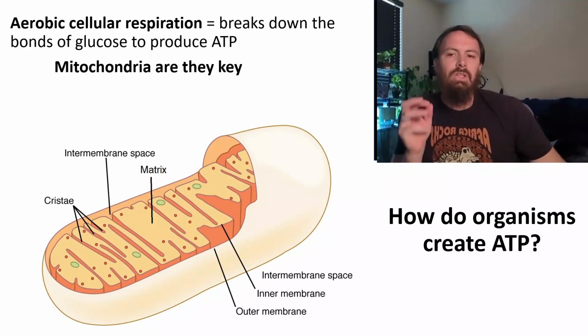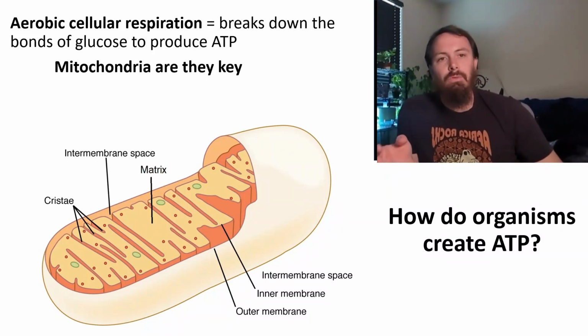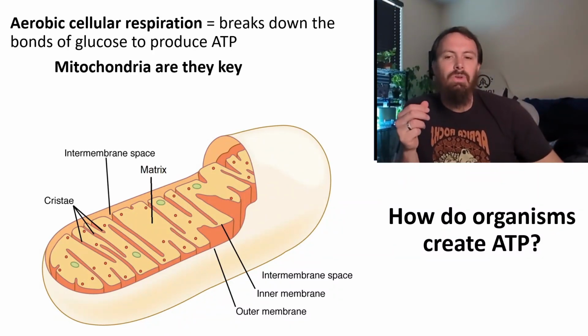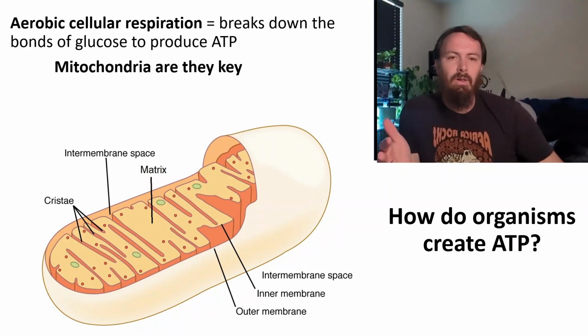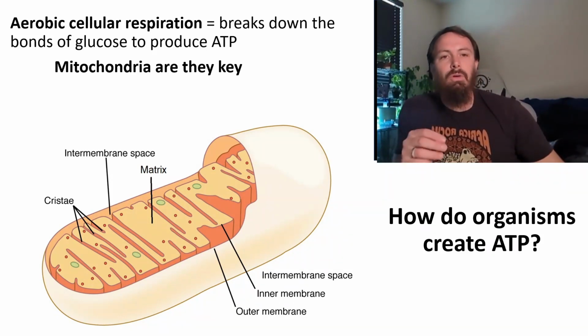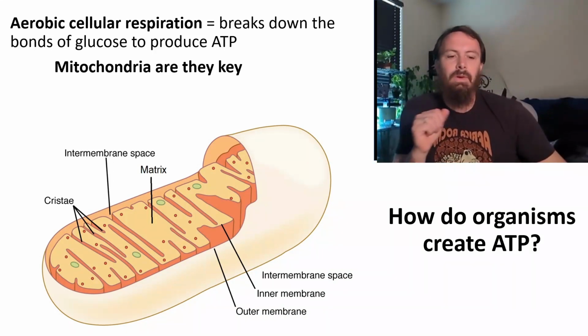Now, for cellular respiration, the mitochondria are really the key to that. Mitochondria, you probably heard, are the powerhouse of the cell. What that means, the term powerhouse there, is referring to the fact that they are ATP manufacturers. They're going to produce a lot of ATP. Therefore, they're powering the cell by creating that, right?